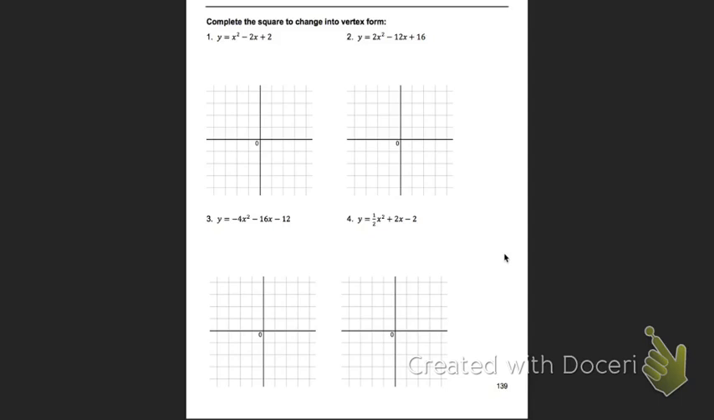What if it's not in vertex form? This looks different, right? We're going to combine our knowledge of completing the square to put it into vertex form, because that's all completing the square is doing. So let's complete the square. Here we go.